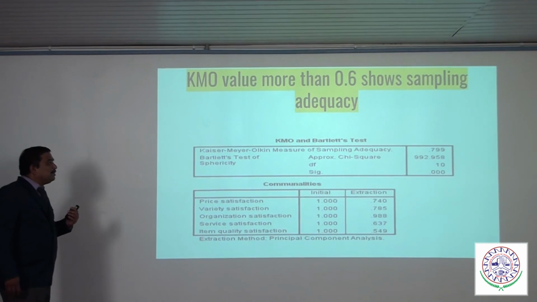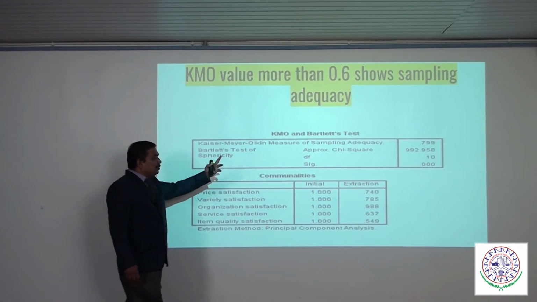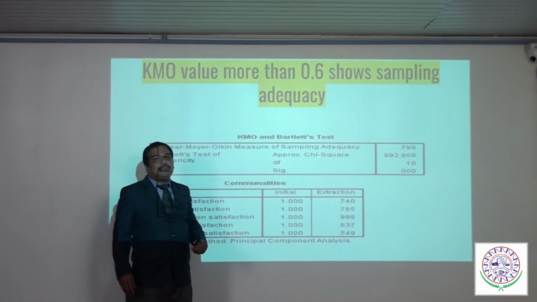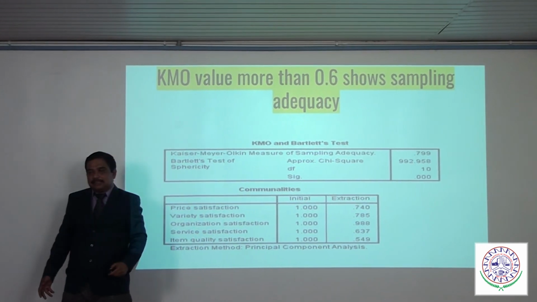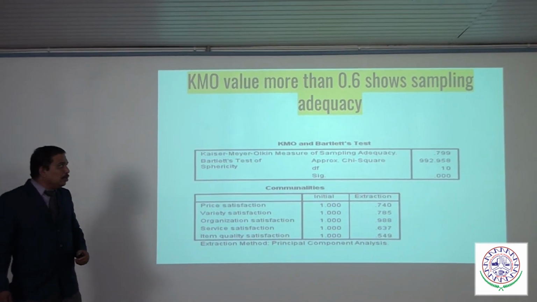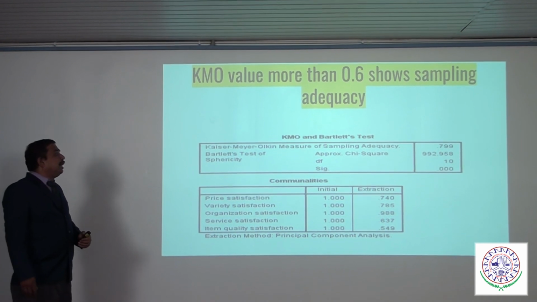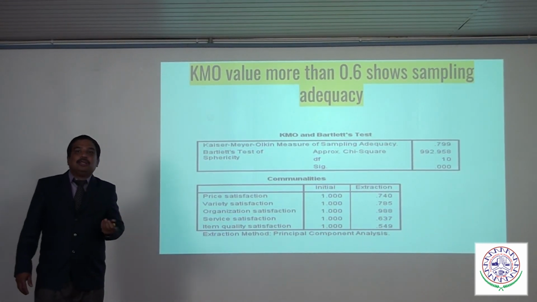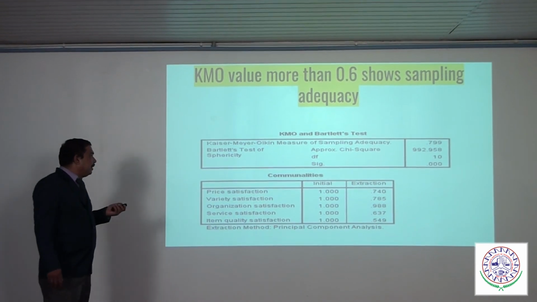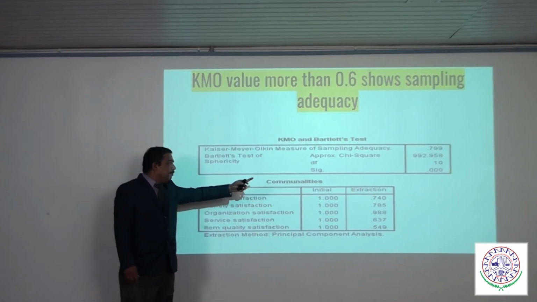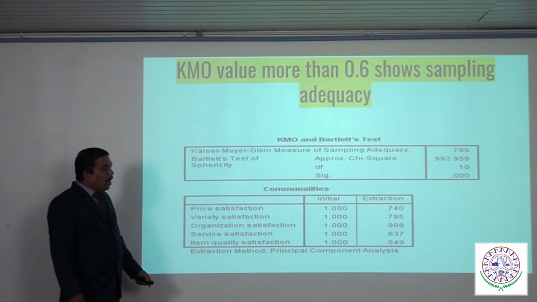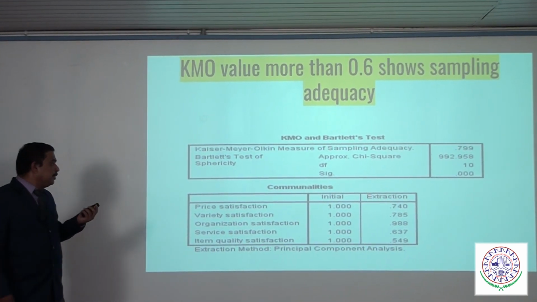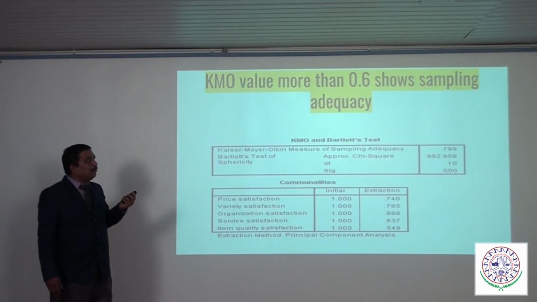Now the output comes here. The KMO test is 0.7999. Anything above 0.6 is good. Therefore, there is no issue of sampling here. And the Bartlett test has significance 0.00. That is well accepted. We'll move on. Look at the extraction that I am having, the communalities. All are above 0.7 here, except the item quality satisfaction.